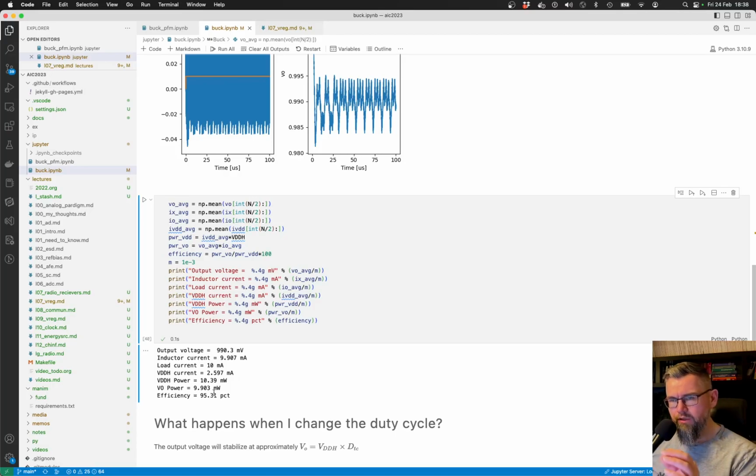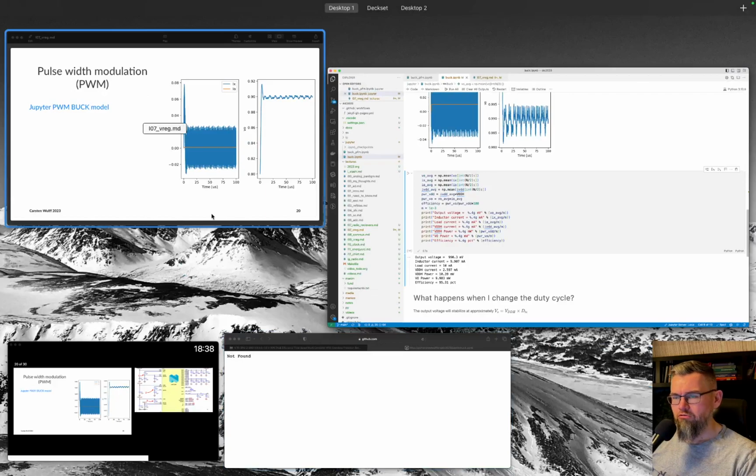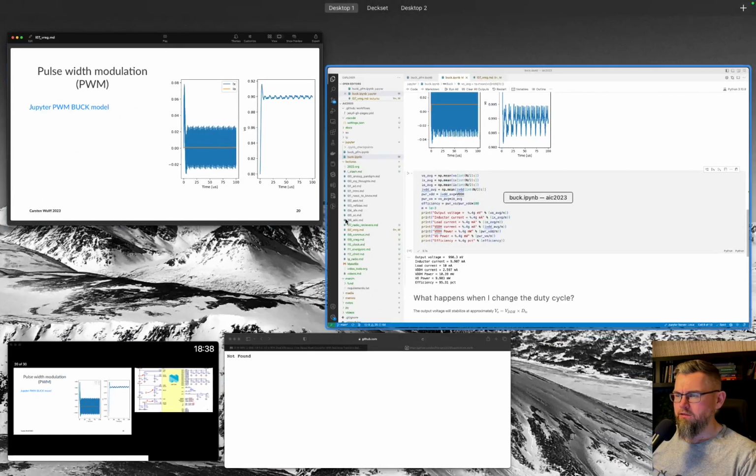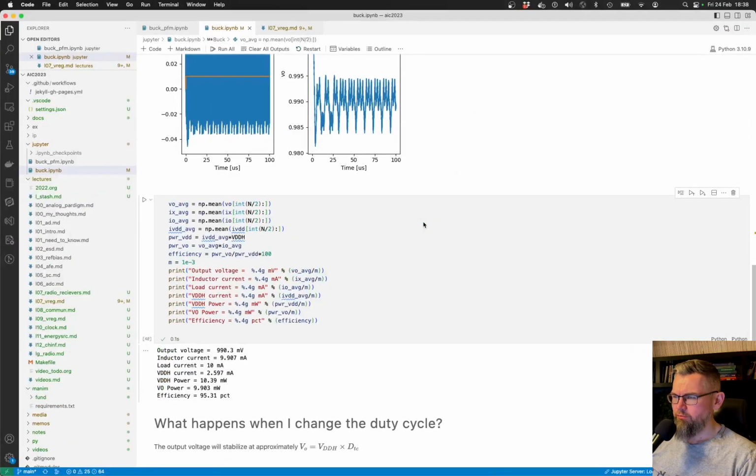So play around with this Jupyter notebook and figure out how it works, try to understand it. Let's see, let's get back to the slides. Where did I put my slides?